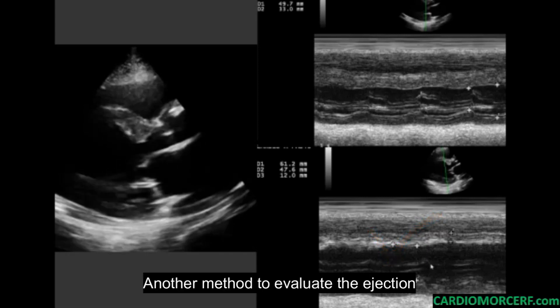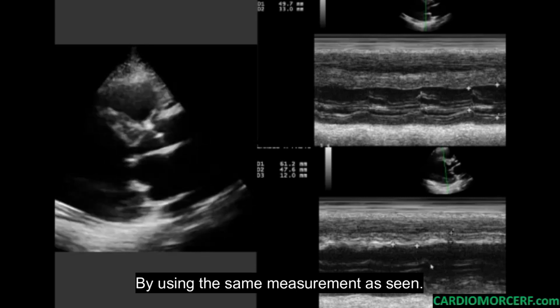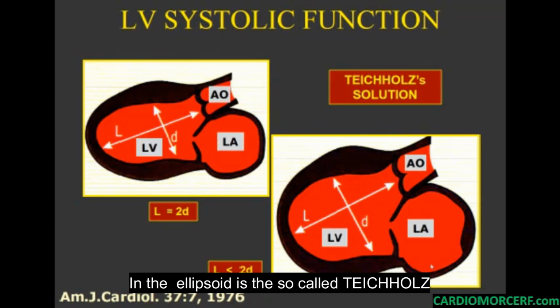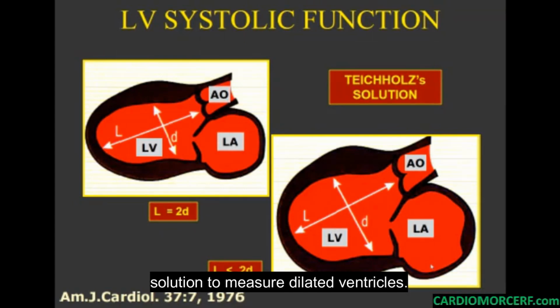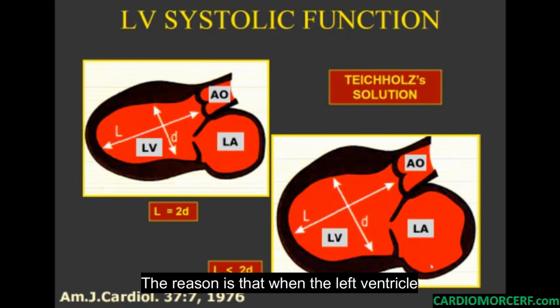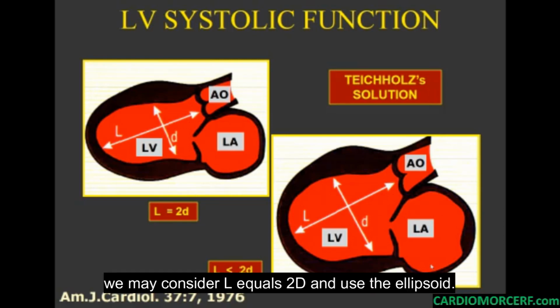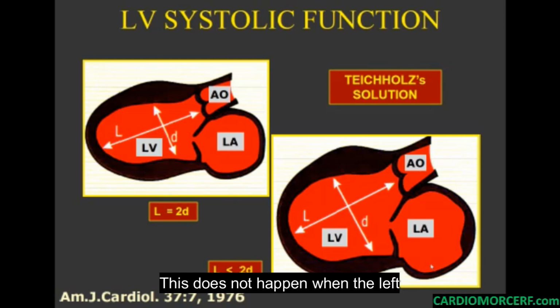Another method to evaluate the ejection fraction, using the same measurements as in the ellipsoid, is the so-called Teichholz solution to measure dilated ventricles. The reason is that when the left ventricle dilates, it does so mainly by enlarging the short axis rather than the long axis, and because of this, the long axis is much smaller than twice the short axis. In a normal heart, we may consider L equals 2D and use the ellipsoid. This does not happen when the left ventricle dilates.